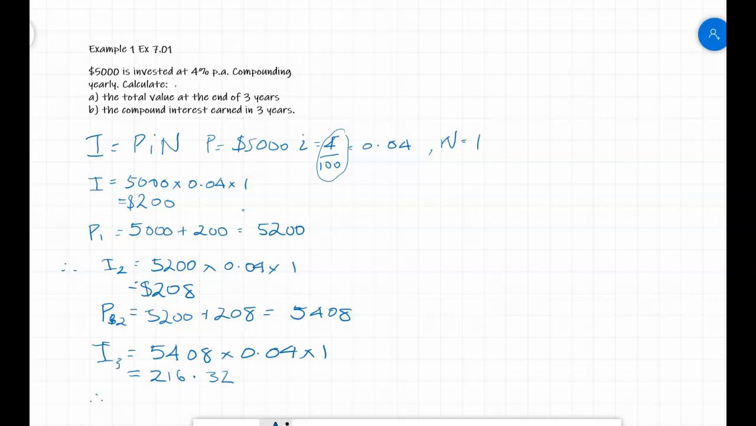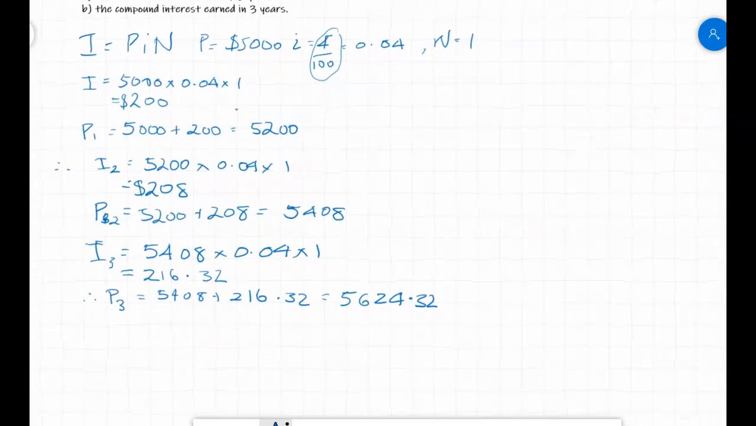So therefore, at the end of that time, if I put that into my calculator, the principal at the end of the third year would be equal to 5,408 plus the 216.32 this year, gives me $5,624.32. So just scrolling up.